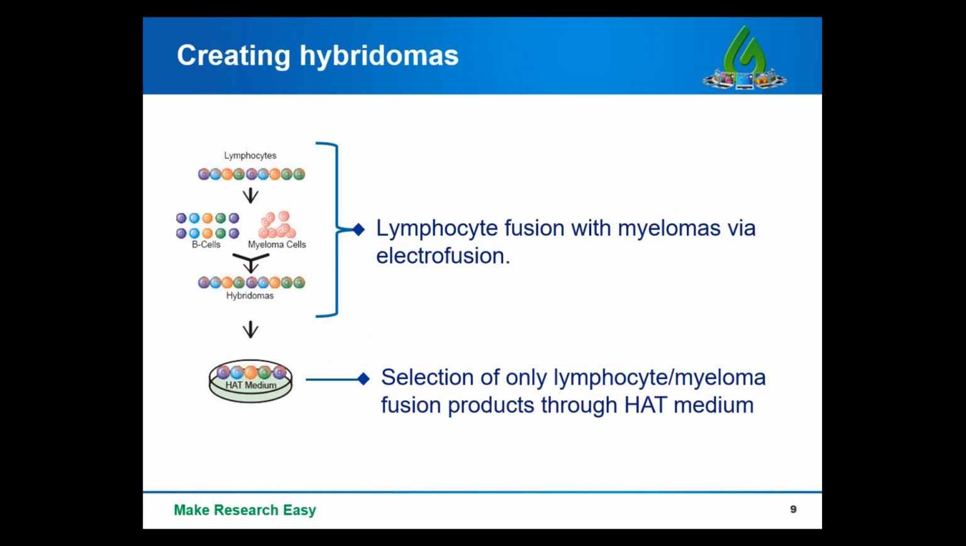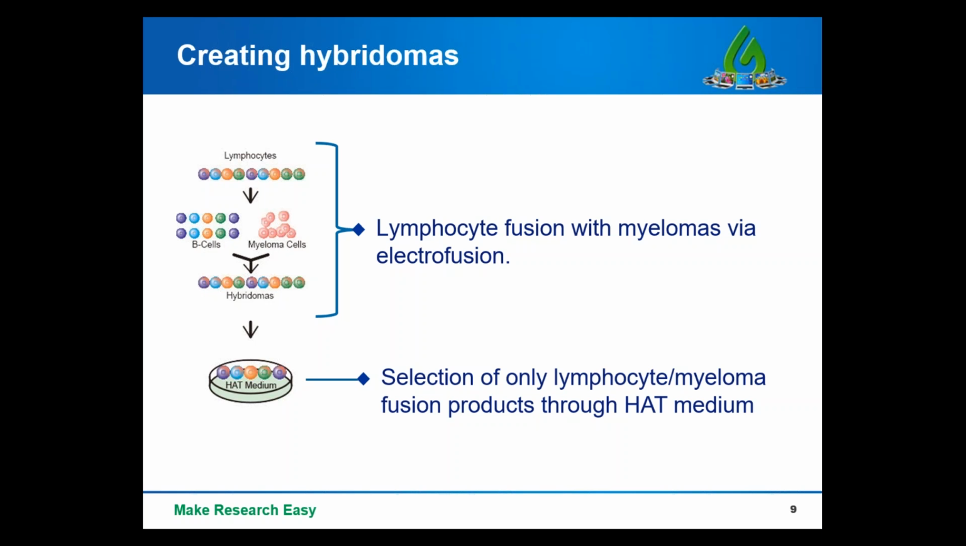Monoclonal antibodies, however, require a bit more work to generate before they can be put to use. Rather than collect serum, lymphocytes from either the periphery or spleen are collected and fused with myelomas via electrofusion. Only the fusion product of a lymphocyte and myeloma is desired. Therefore, a selection via hypoxanthine, aminopterin, thymidine, or HAT medium is performed.